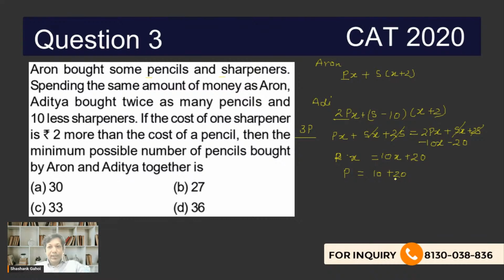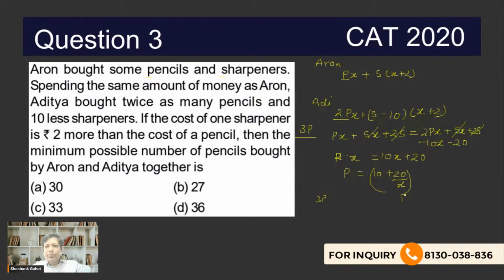10x upon x is 10, plus 20 upon x. I need to minimize this value because I want to minimize p. Okay, so let's put x equal to 1. If x is 1, this becomes 30, so 3p is going to be 60. Just take a few values and understand.